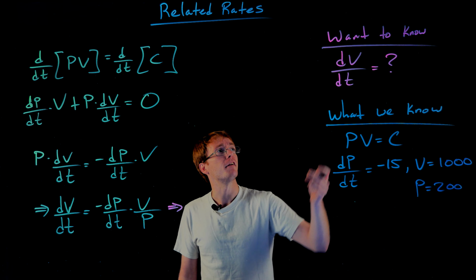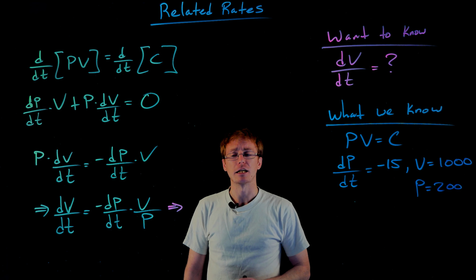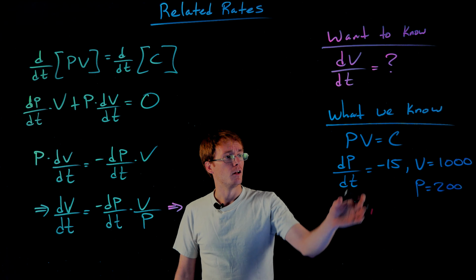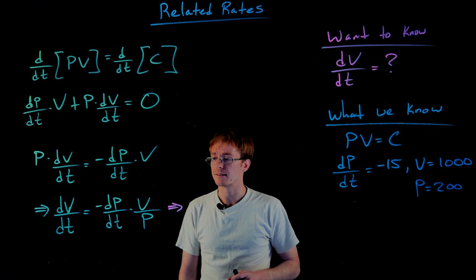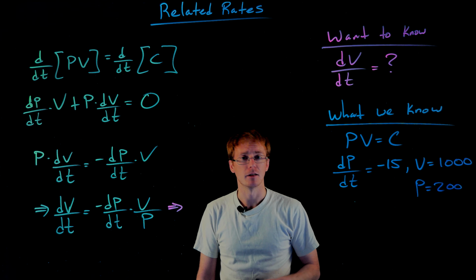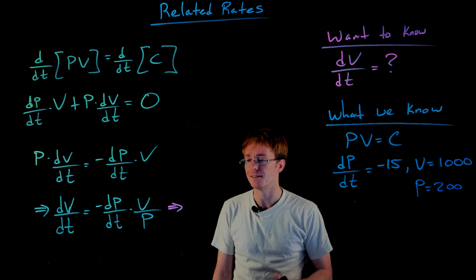Well, now we have the relationship between our rates of interest, and we have it solved for the rate we are trying to find. What we want to know, the rate of change of the volume with respect to time. It's just -1 times the rate of change of pressure with respect to time times the ratio of the volume to the pressure. And so let's go ahead and plug these values in and see what we get.